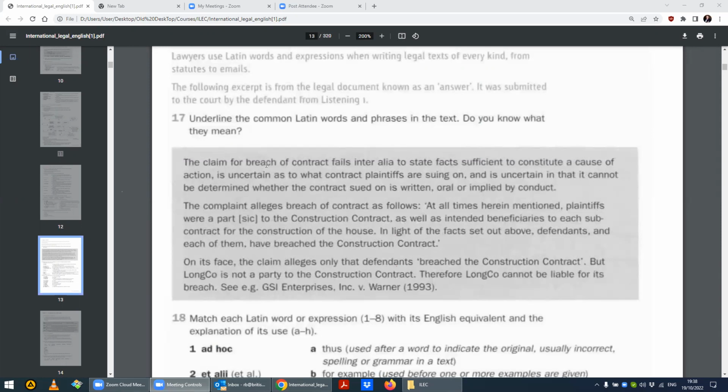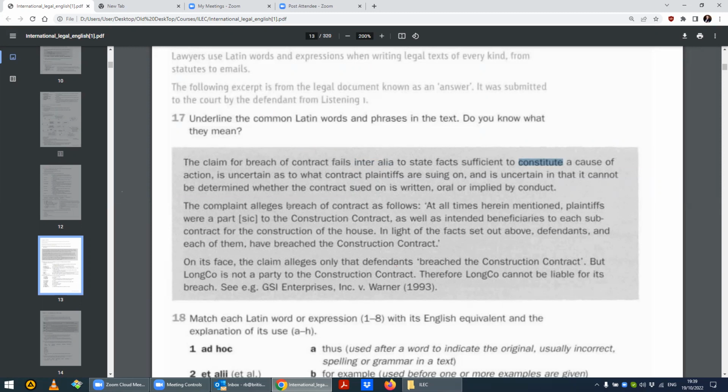Right, you can see in the top line, the claim for breach of contract fails inter alia. Inter means between. Alia means other things, which gave us the word aliens. They're different from us, they're other things. So the claim for breach of contract fails amongst other things to state facts sufficient to constitute, in other words, to create or make up, a cause of action. Let's go to the second paragraph.